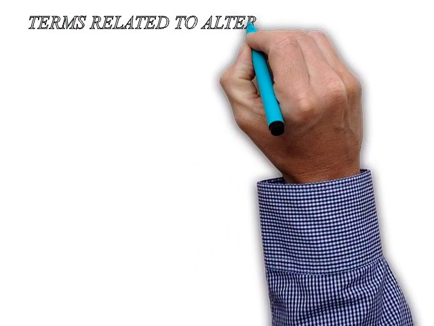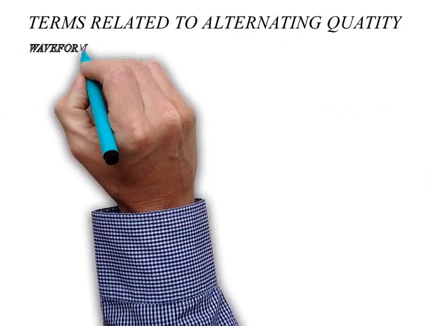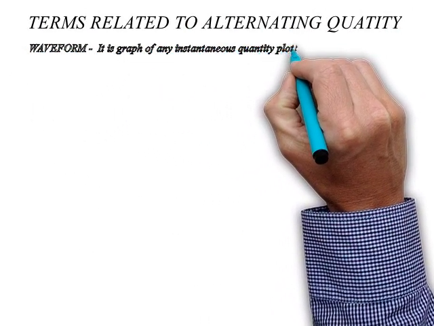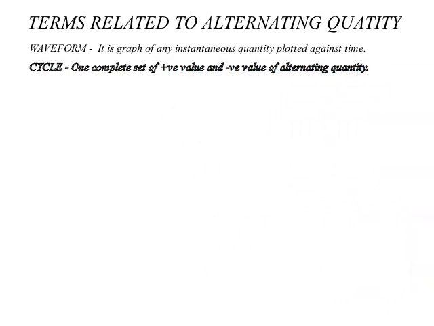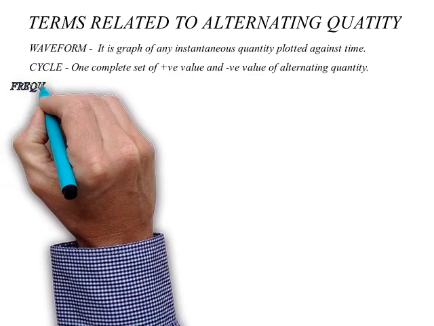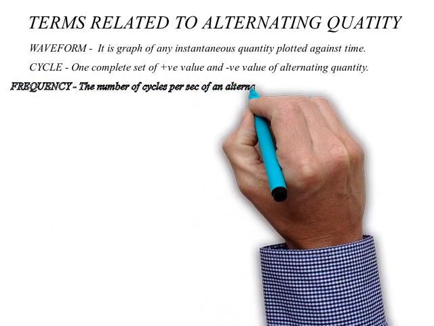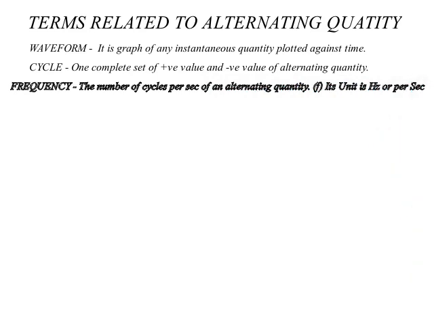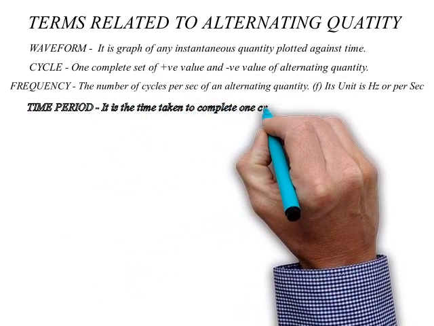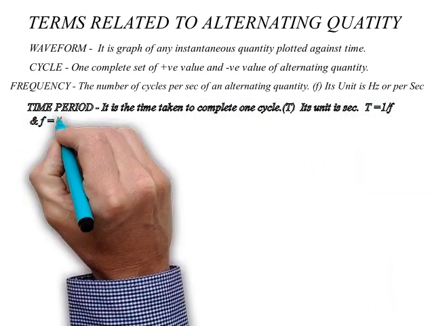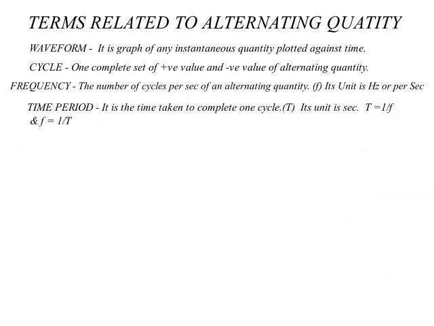Terms related to alternating quantity. Waveform: it is the graph of any instantaneous quantity plotted against time. Cycle: one complete set of positive and negative values of alternating quantity. Frequency: it is the number of cycles per second of an alternating quantity f, its unit is hertz or per second. Time period: it is the time taken to complete one cycle T, its unit is second, or T is equal to 1 by f, and f is equal to 1 by T. They are reciprocal of each other.